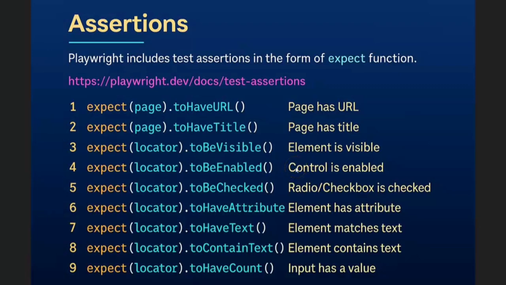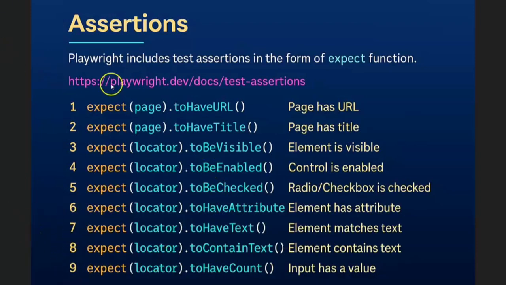This is a continuation of the last video, and today I will explain a few assertions like to have attribute, to have text, to contain text, and to have count. So these four, 6 to 9, these four assertions I will explain.